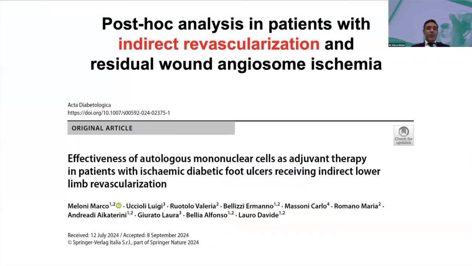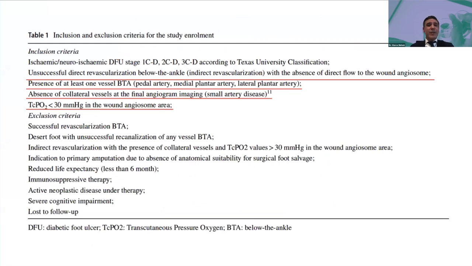So after the first study, we performed also a new study that we can call a post-hoc analysis study, in which we evaluated the effectiveness of autologous mononuclear cell therapy as adjuvant therapy for patients receiving indirect lower limb revascularization. As you can see, we included patients with unsuccessful direct revascularization below the ankle with the persistence of ischemia in the wound angiosome area.